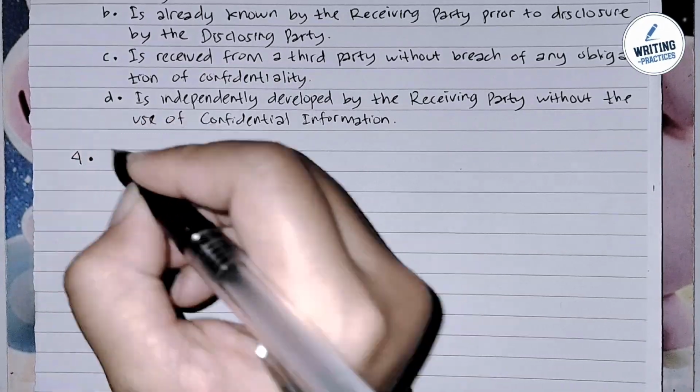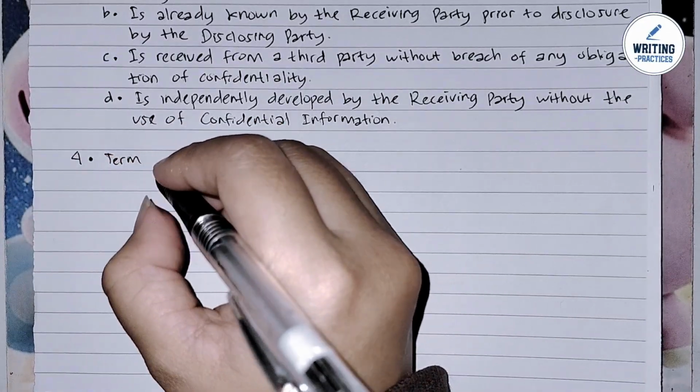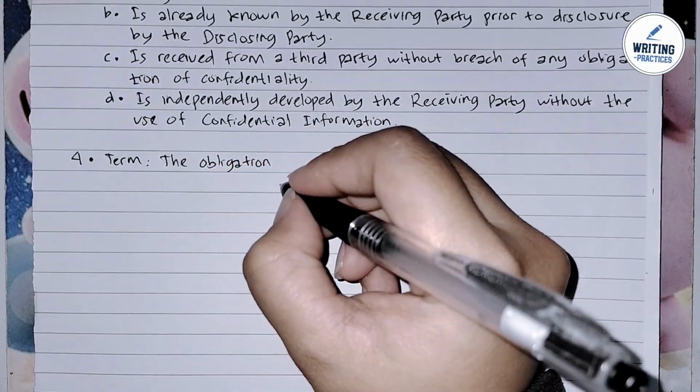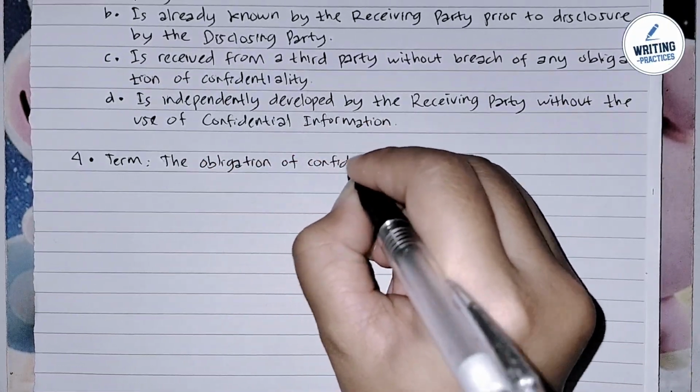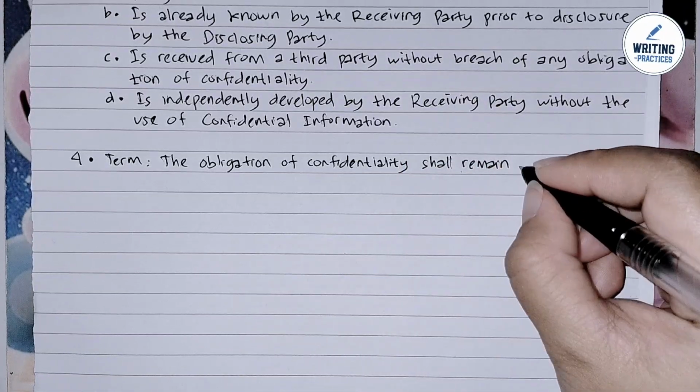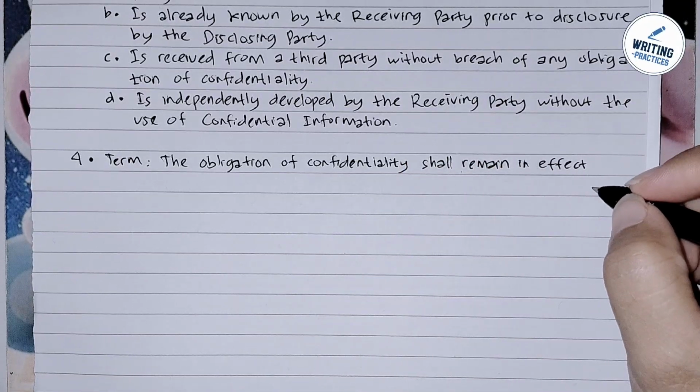In the fourth point, it is about term. Here, you need to specify the duration for which the confidentiality obligations will remain in effect. Of course, this is important for setting a time limit on the confidentiality requirement. And this is how you write it.